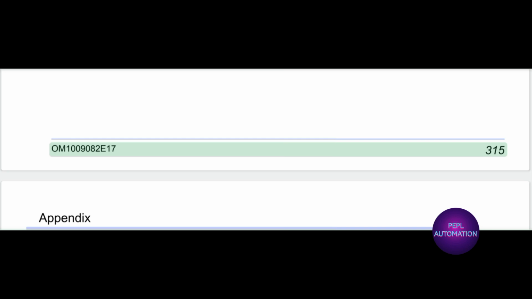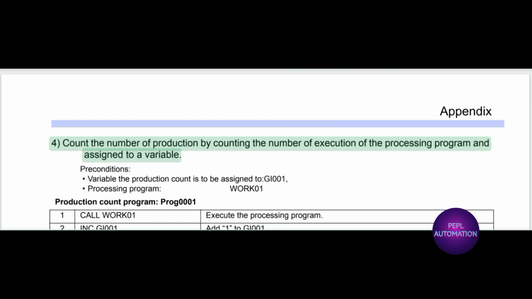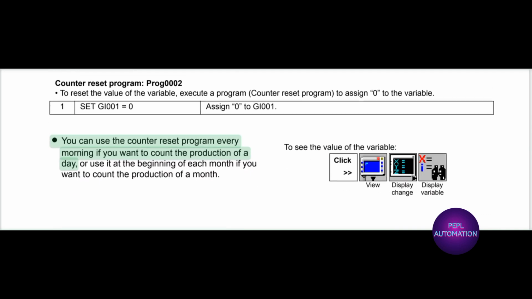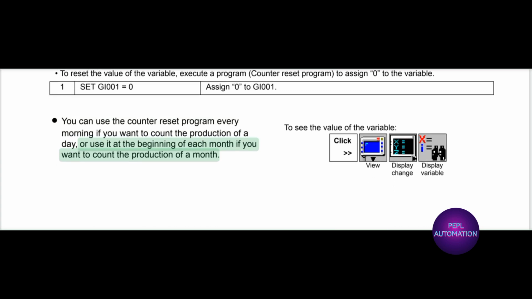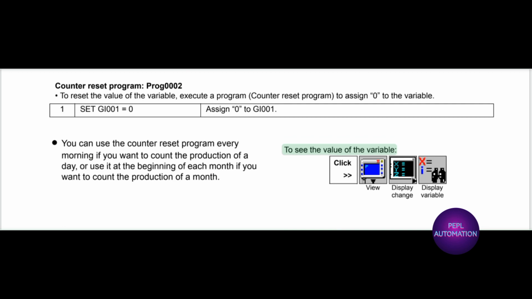Count the number of production by counting the number of executions of the processing program and assign it to a variable. You can use the counter reset program every morning if you want to count the production of a day, or use it at the beginning of each month if you want to count the production of a month. To see the value of the variable.